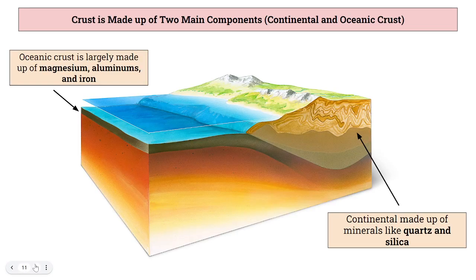So the crust, in order to understand plate tectonics, we need to talk about the crust a little bit more. Essentially it comes in two different types or two different components. You have continental and you have oceanic. Continental crust is any land above sea level. So here we have continental crust. You can see how much higher this crust goes than oceanic crust here. And it's largely made up of quartz and silica.